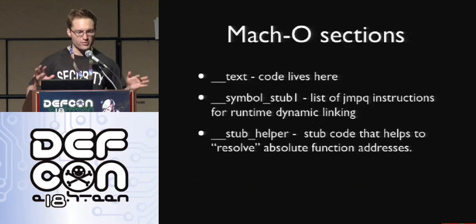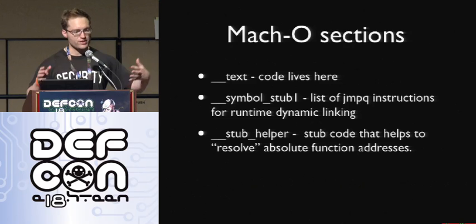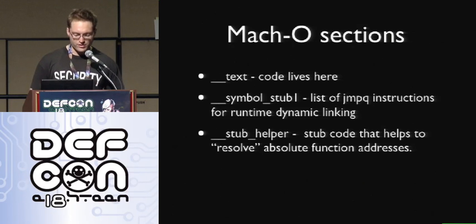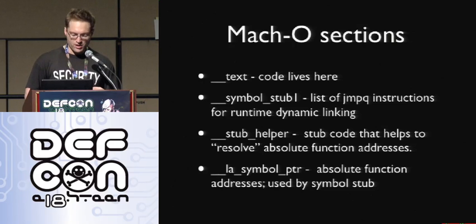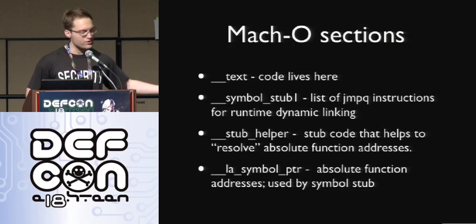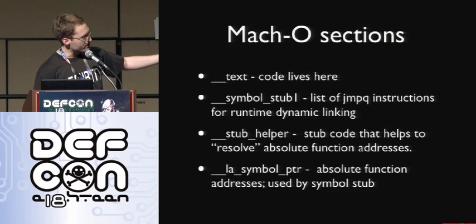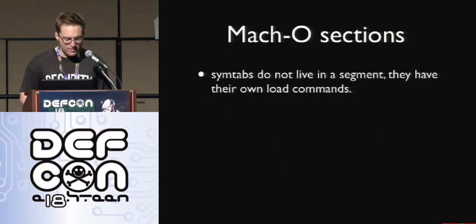There's going to be a really pretty picture that'll be hard to see, but if you're looking at the slides online, it'll make a lot more sense. So there's also the stub helper, stub code that helps to resolve absolute function addresses, and the symbol pointer section, which just holds table entries that are referenced by the stub helpers above.